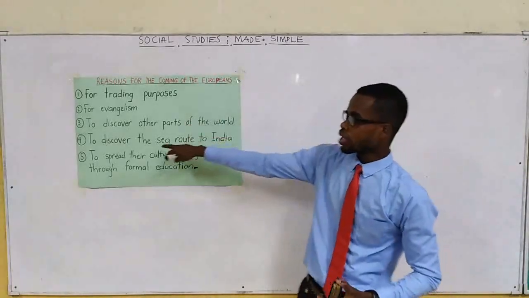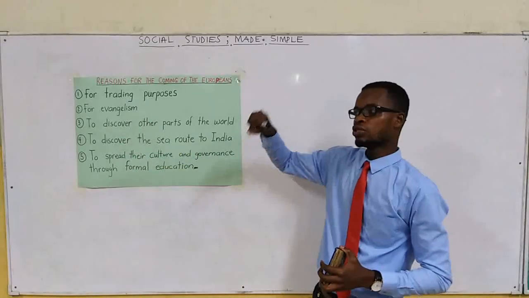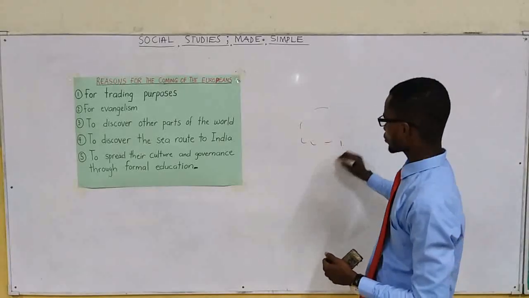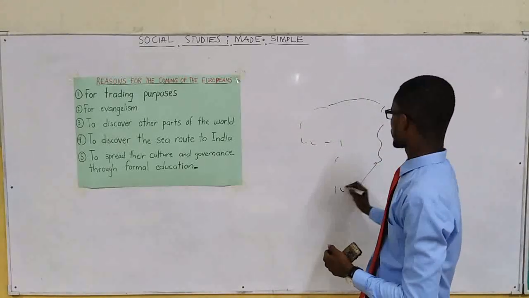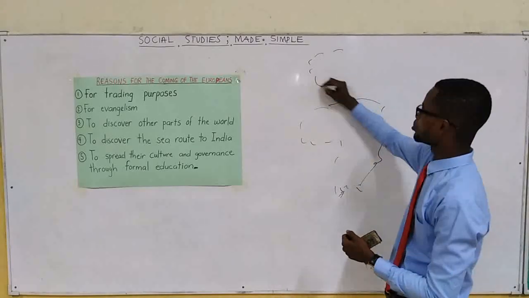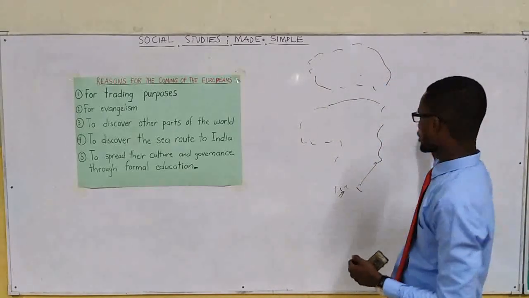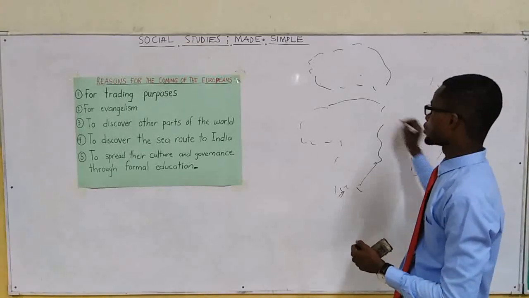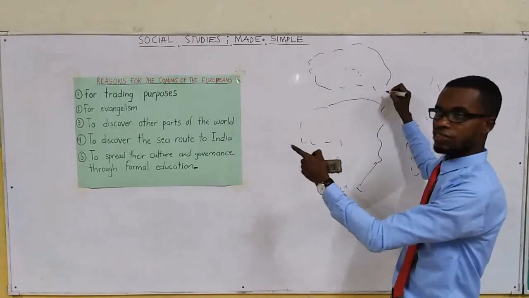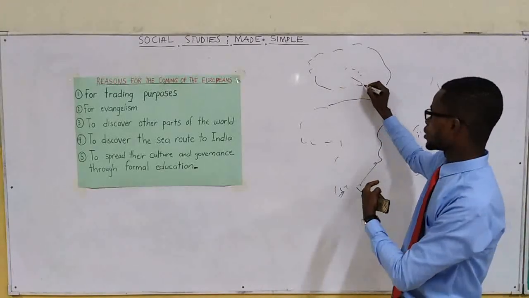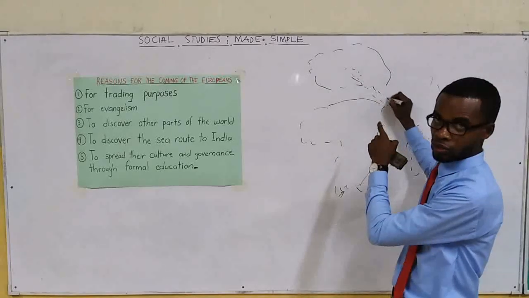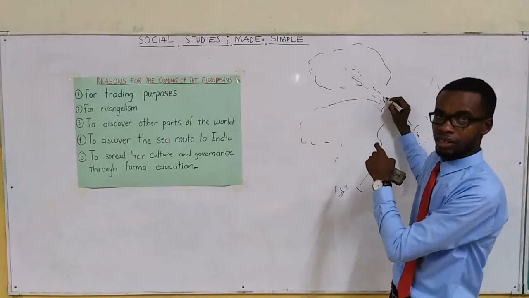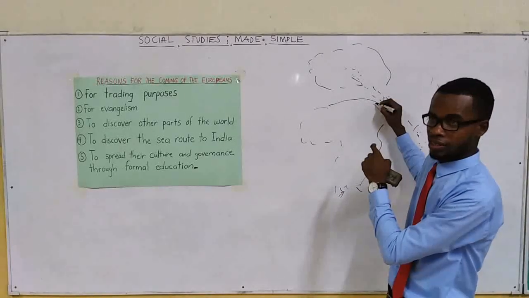Some of them also, that will lead us to point four, wanted to know the sea route to India. You know, Africa. If you locate Africa here, Europe is here, and India is in Asia. They wanted to locate the sea route to India. So if they want to journey from this part of the world to India, probably they are going to come across different people or this land over here.